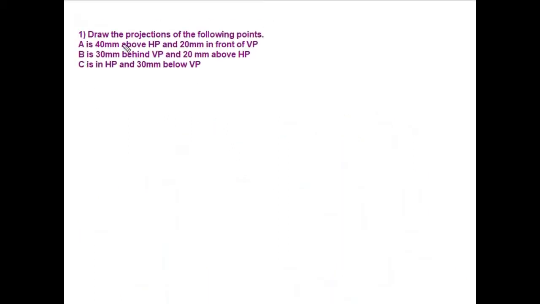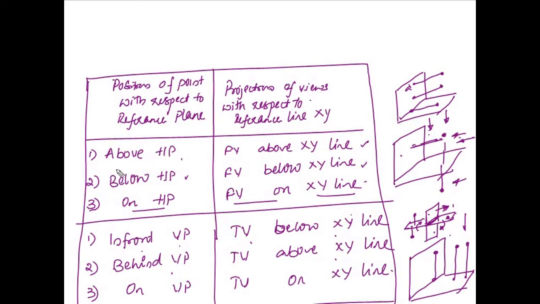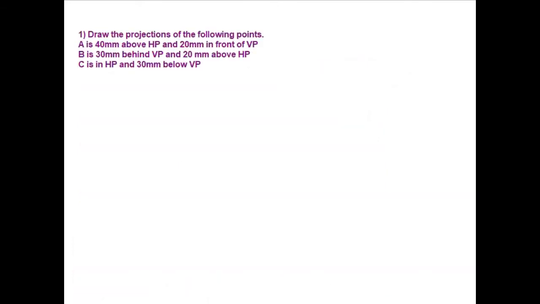First is point A, 40 mm above the horizontal plane and 20 mm in front of the vertical plane. You can either go pictorially or you can use this table. Above HP and in front of VP: the front view comes above the XY line, the top view comes below the XY line. We can use that if you want, but I want you to understand the pictorial representation properly and then do the projections. I will not be doing this for all the problems, but just for a few problems, for you to drill it.